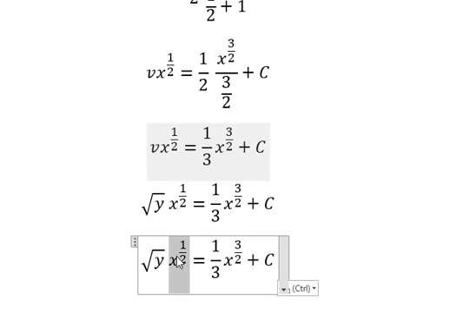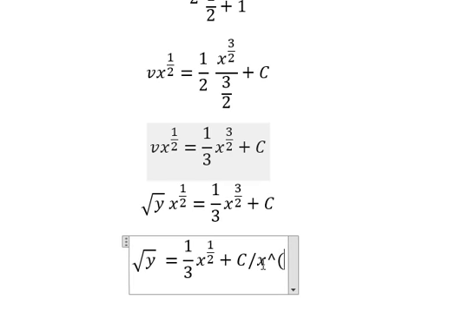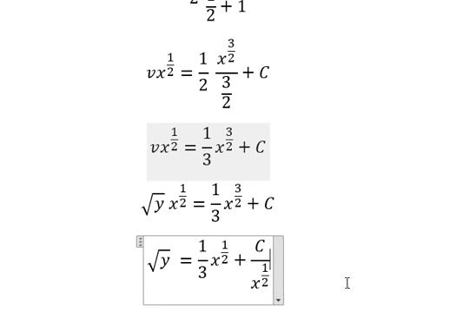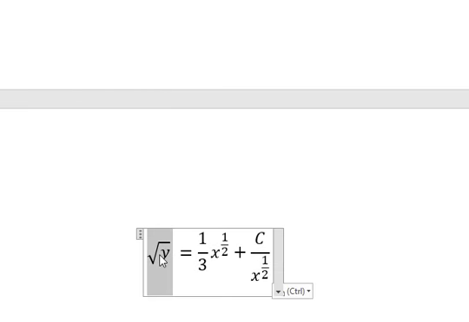Next, we divide both sides by s to the power of 1 over 2. Next, we put the power 2 on both sides.